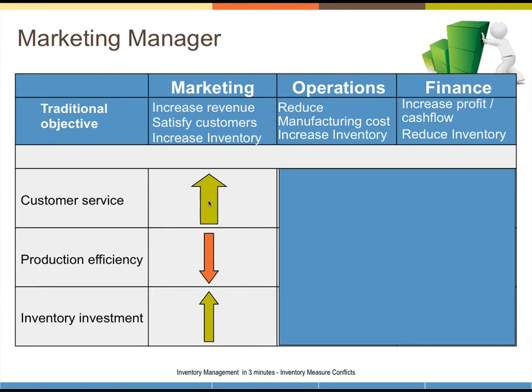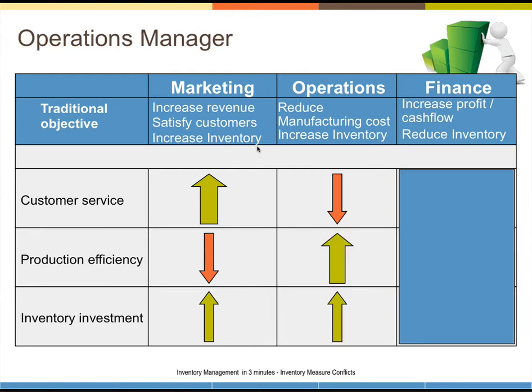They want to increase customer service, the arrow indicating the direction, so there's an increase, that's fine. They also possibly want an increase in inventory investment, even though they might not say it, but they're just saying we don't want to run out of things, so there's an increase there expected. And because they like to be the white knight and come in with their shining armour, they want to satisfy the customer at all times, that sometimes can have a detrimental effect on production efficiency. So the production efficiency can be driven down by those marketing goals.